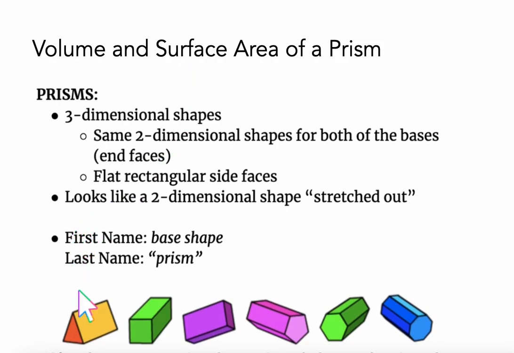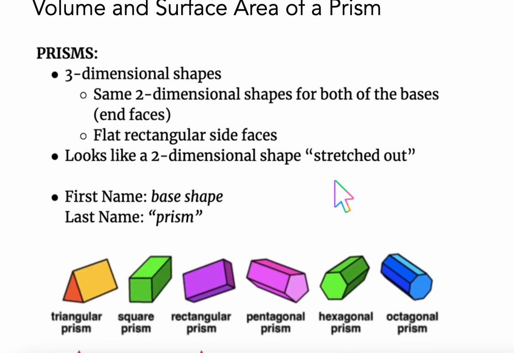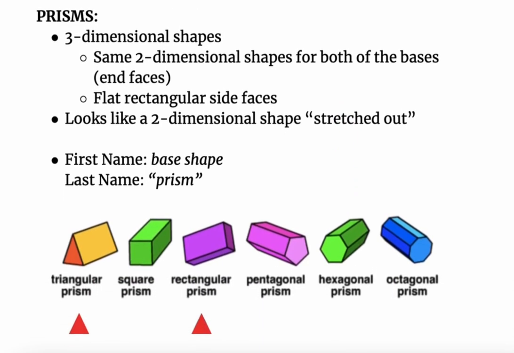for both their bases. So in our examples below, you have your triangular prism here. Let me actually go ahead and scroll down so you can see the name. You have your triangular prism, and for both of its bases, the end faces, you see triangles. There's one here, and there's actually one in the back too. You just can't see it.